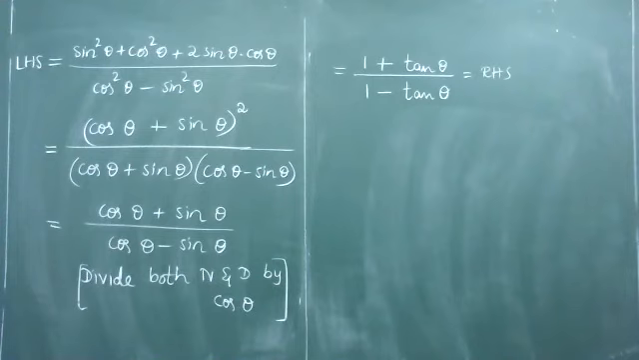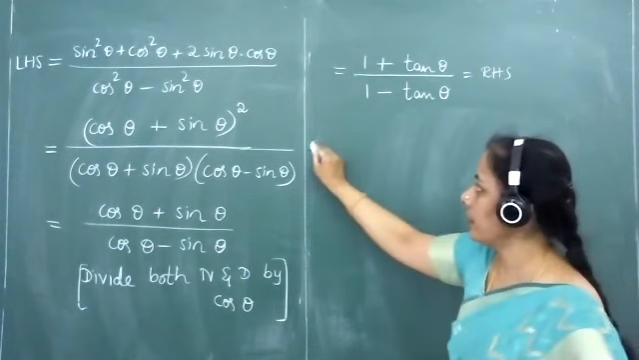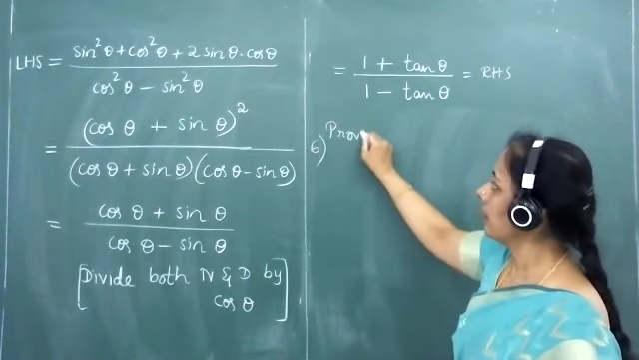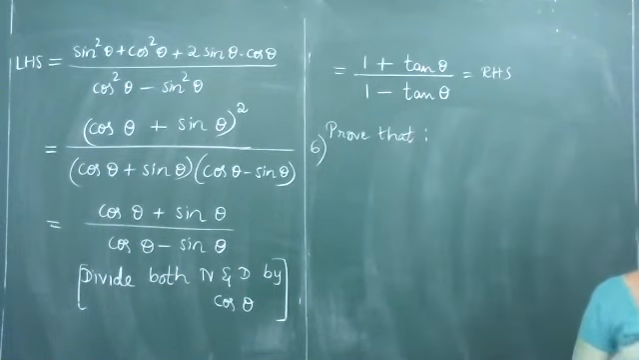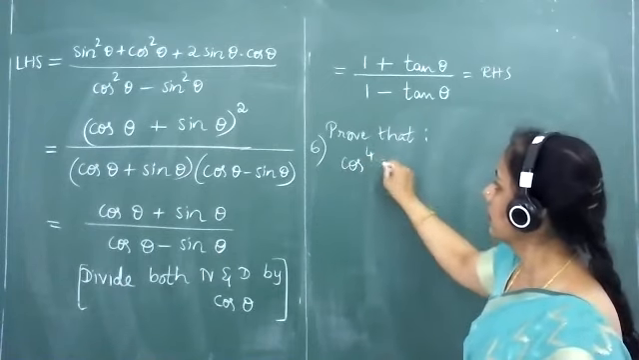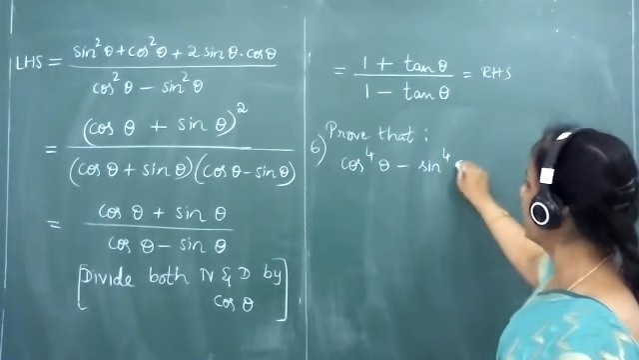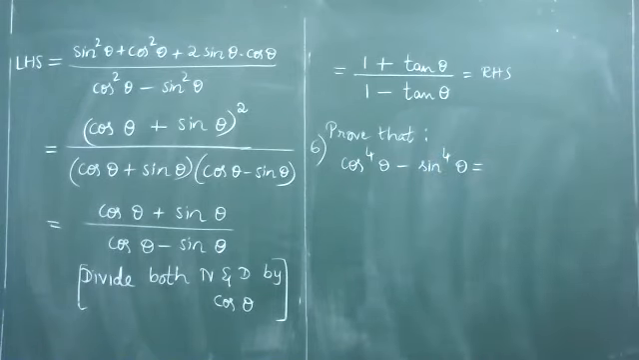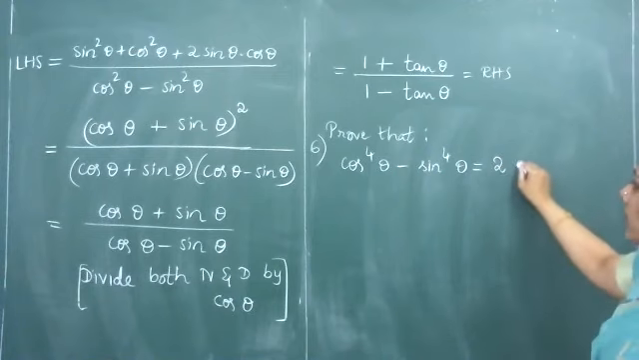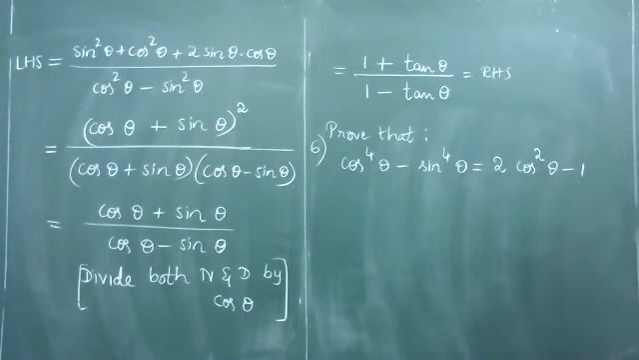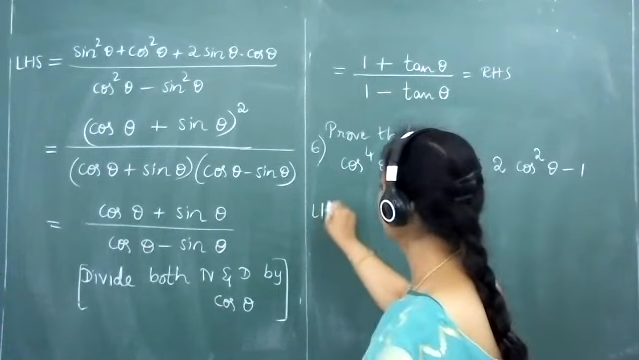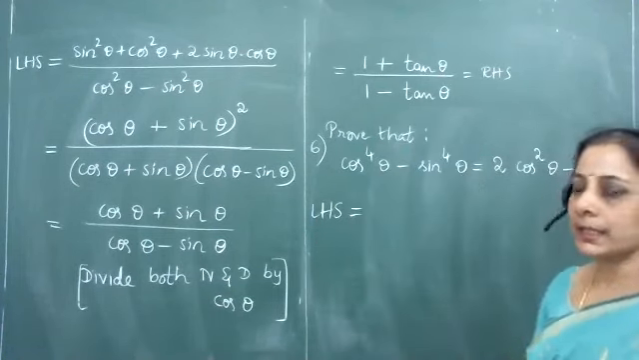Sixth question now. Prove that cos power 4 theta minus sin power 4 theta is equal to 2 cos square theta minus 1. Cos power 4 theta minus sin power 4 theta has to be proved as equal to 2 cos square theta minus 1. So let us consider the LHS.